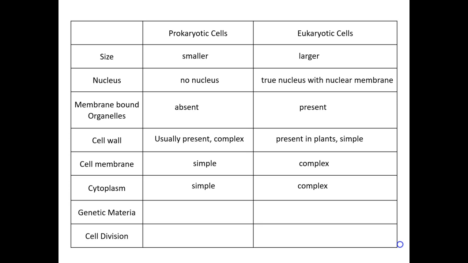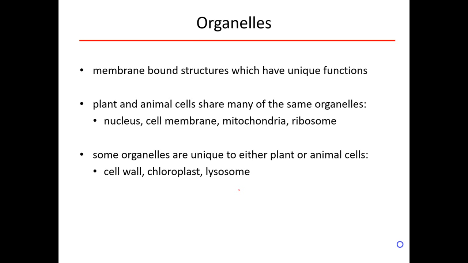They both have cytoplasm, which is fluid within the cell. They both have genetic material, just the amount and complexity of that genetic material is different between them. And they divide to give new cells in different processes. Prokaryotic cells divide in a process called binary fission, while eukaryotic cells use a process we call mitosis.